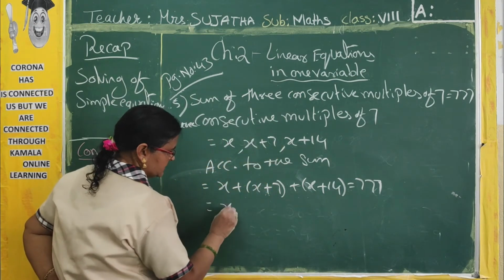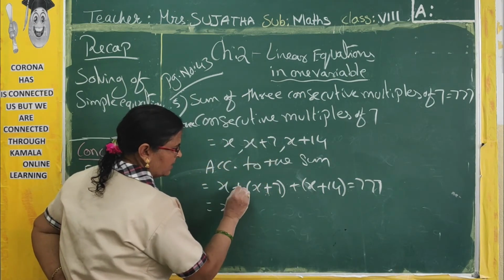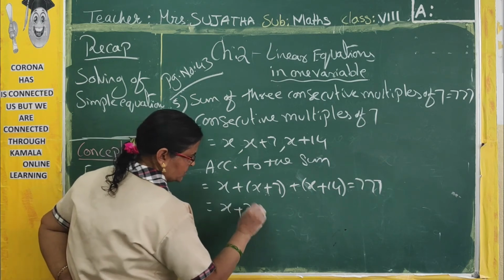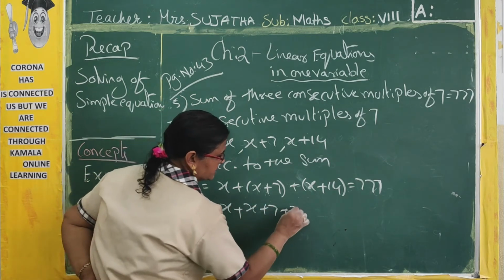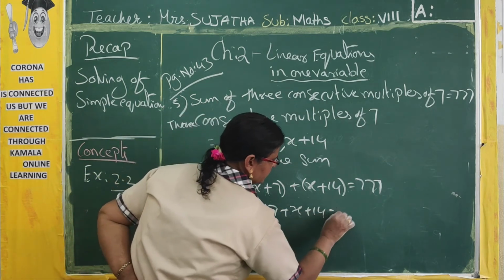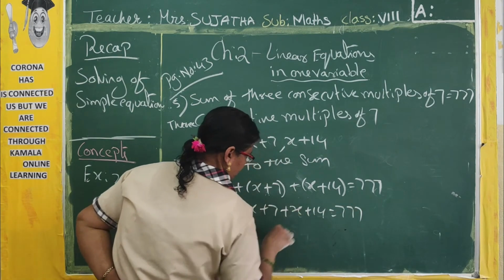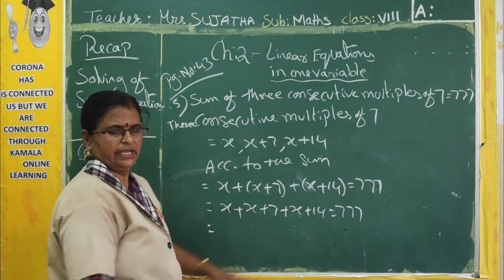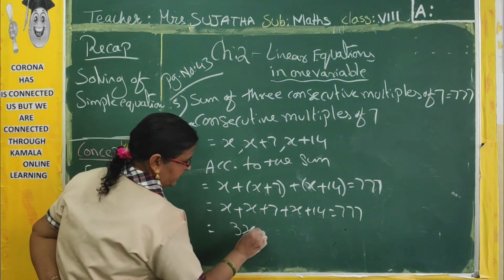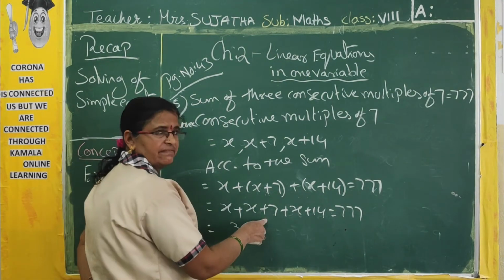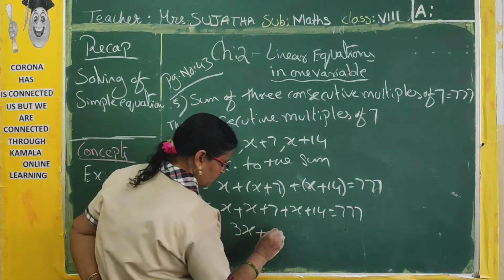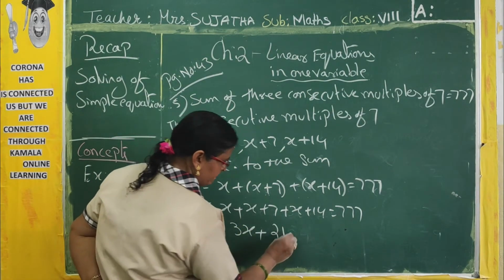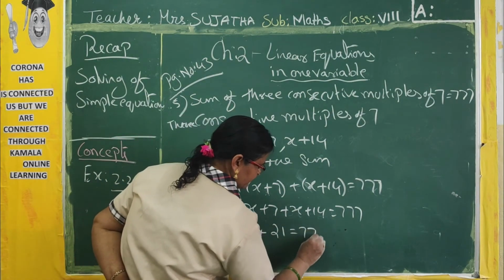Now x plus, open the bracket. Here all are plus, so you will get plus signs only. Plus 7 plus x plus 14 is equal to 777. Okay. Now how many x's are there? 1, 2, 3. 3x. 3x plus 14 plus 7. How much is 14 plus 7? 21. 21 is equal to 777.